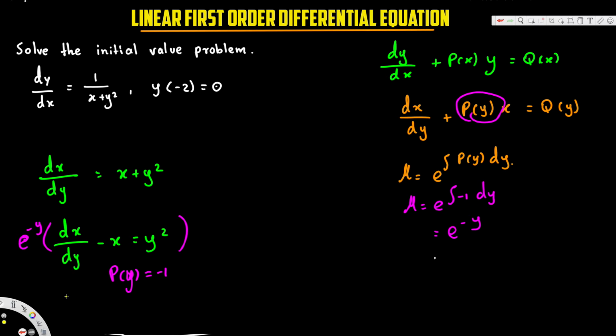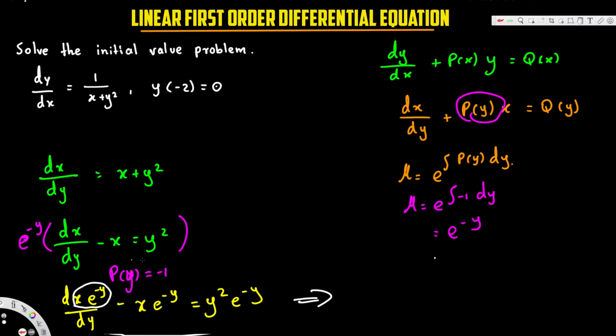So this is going to be e power -y dx over dy minus x e power -y equals y square and e power -y. Now if you look at this one, if I find the derivative of this one, this will give the whole thing. That's a product rule. That's why after multiplying by the integrating factor, we can just take this first part alone and equalize it to this one, because if you take the derivative of this one, that's going to give us the chain rule.